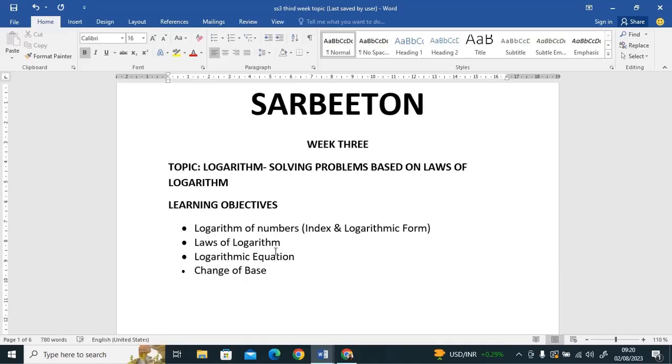Logarithm started from SS1, logarithm of numbers less than 1. In SS2 you did logarithm of numbers greater than 1, which I taught in our previous class. Then this one now is when you are looking at logarithm in other forms, how it works. By the end of the course, you'll be very good at solving problems on logarithm. So let's move on.